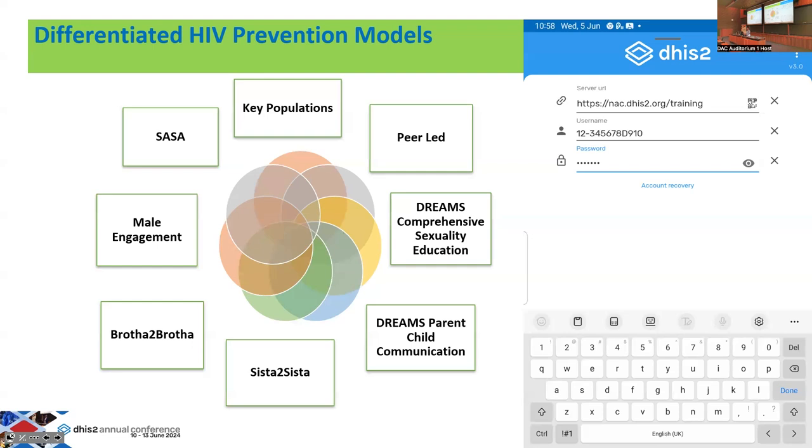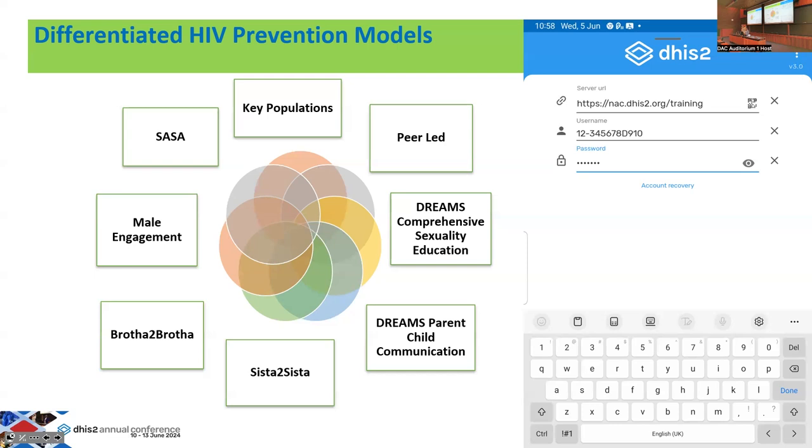Once a person is enrolled into a model, some HIV prevention sessions or lessons are then carried out. Each model has guidelines detailing the topics that should be discussed, the activities that should be done in terms of HIV prevention, and the duration of the program. So for example, the sister to sister program can have 25 girls in a club that are taken through the sessions in a period of 3 years or a year. And all these activities were being done manually before we introduced DHIS2.